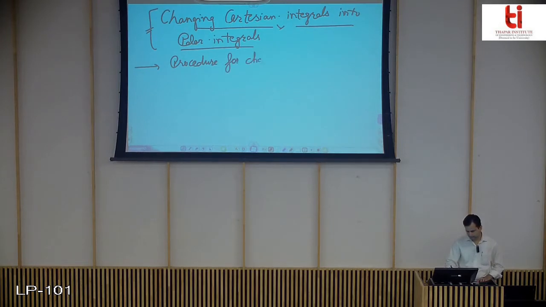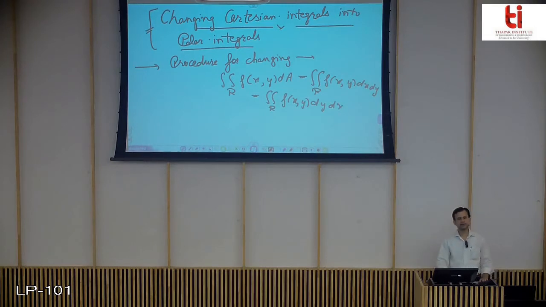For changing Cartesian integral into polar integral: if you have a Cartesian integral, say f(x,y) dA, you can write it either this one or this one, whatever you like. So say you have an integral in Cartesian coordinates where R is the region of integration, and R as the region of integration means you are taking the limits of integration in Cartesian coordinates.